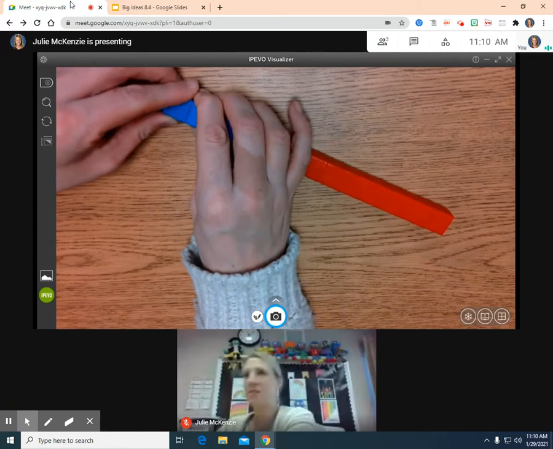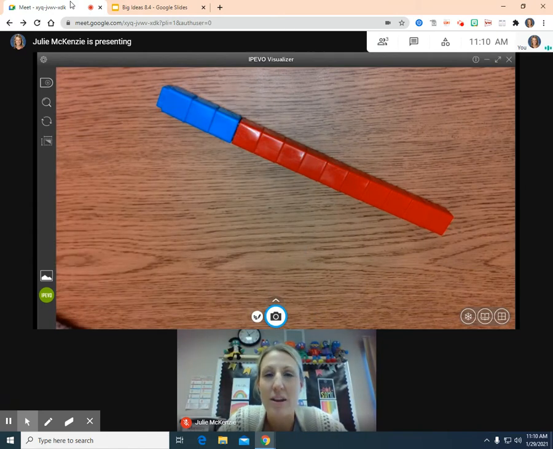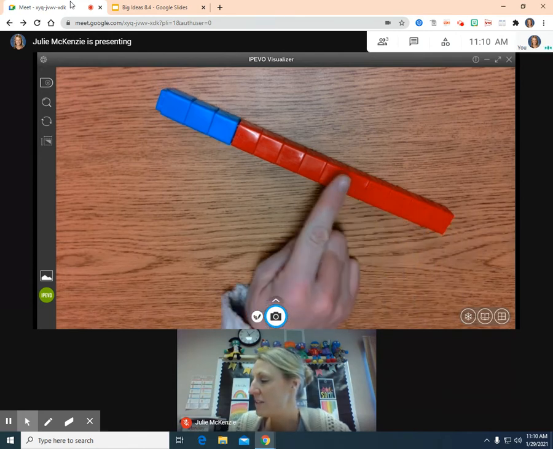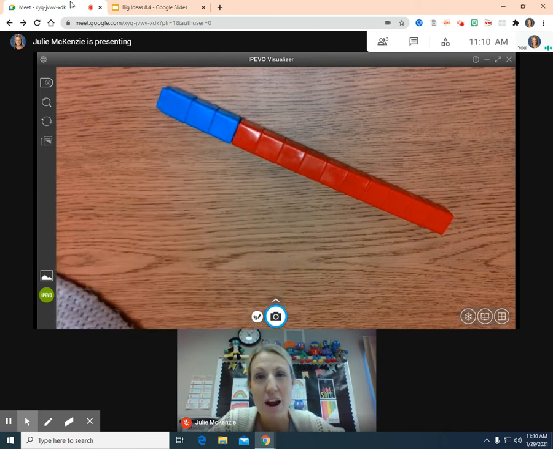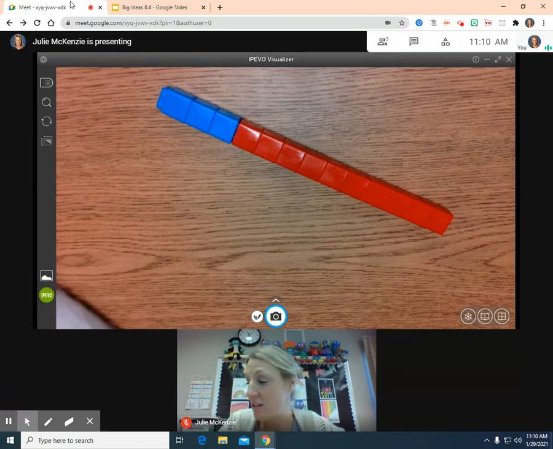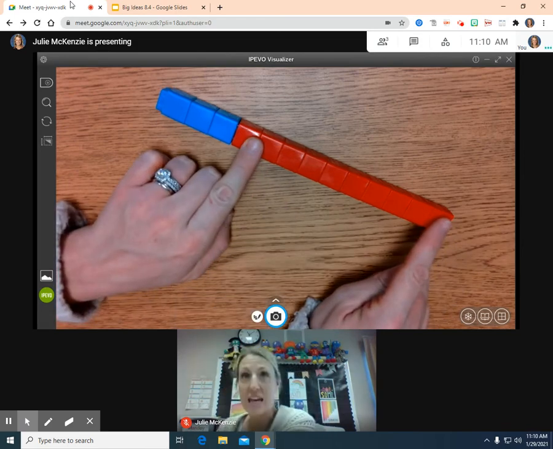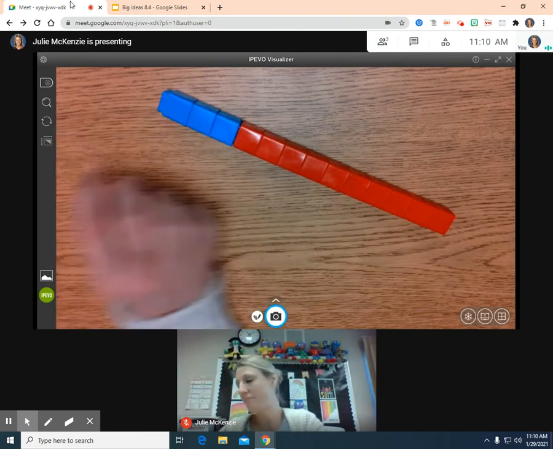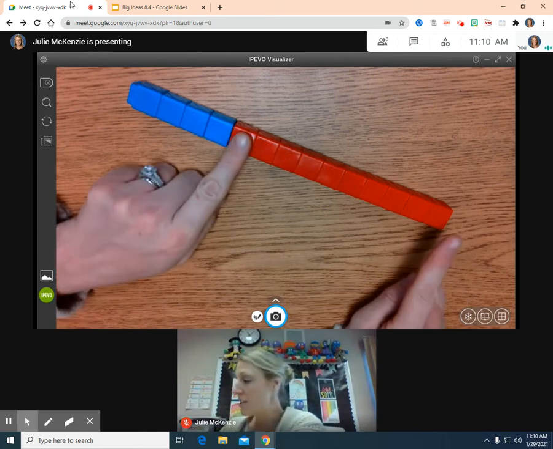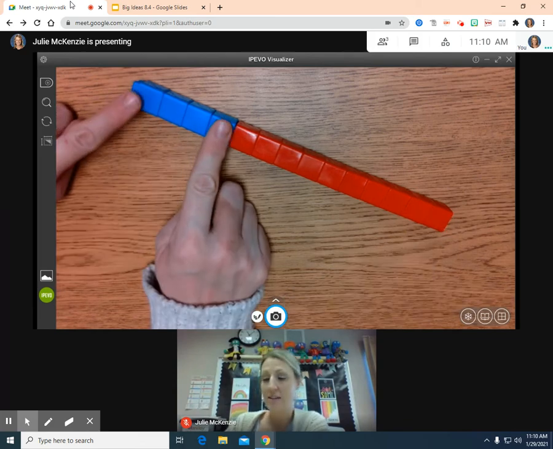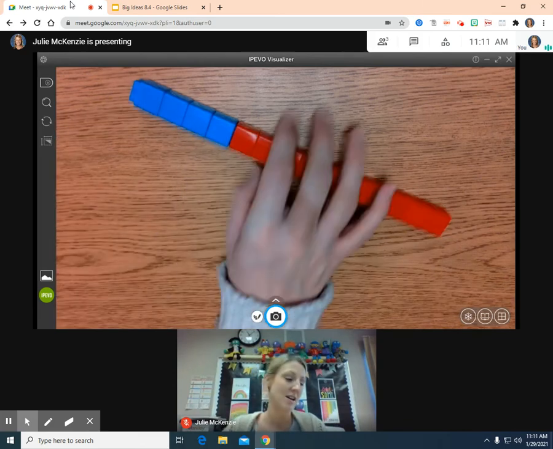Okay, if I put another cube on the train, now how many do we have? Let's count together. 1, 2, 3, 4, 5, 6, 7, 8, 9, 10, 11, 12, 13. 13. The next number after 12 is 13. And we probably can figure out by now that a 13 would be a group of 10 and 3 extra ones. Now, the number that comes after 13 is 14. So now we have 14, and 14 would be a group of 10 and 4 extra ones.